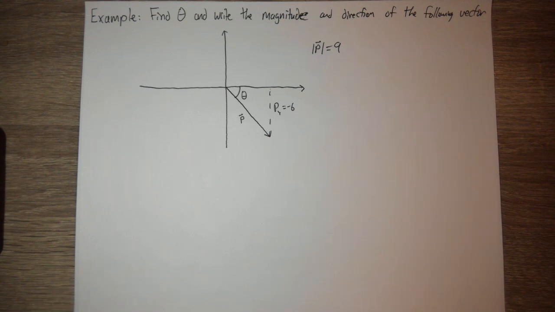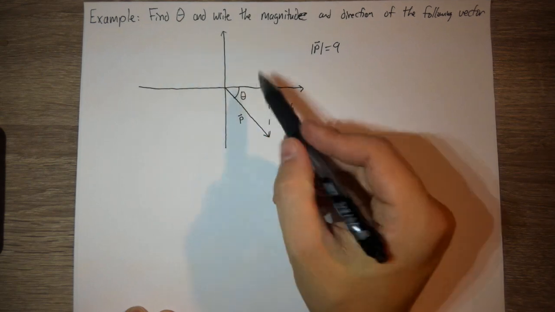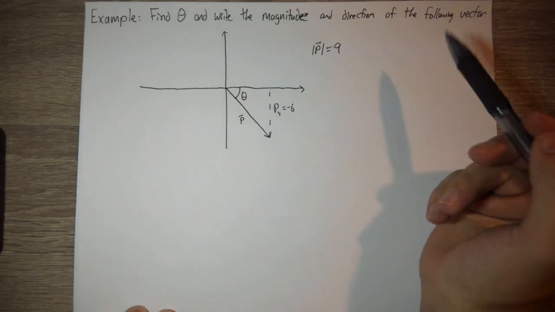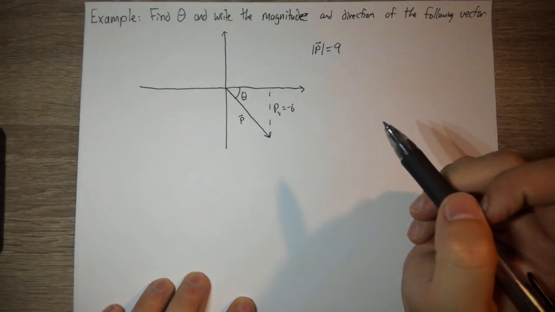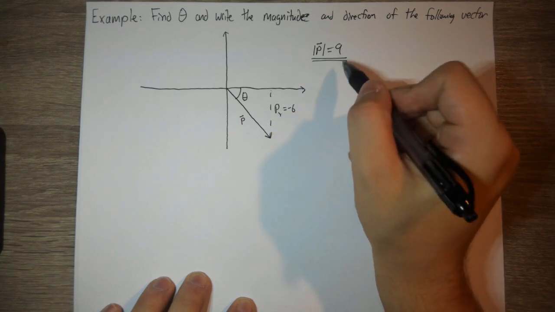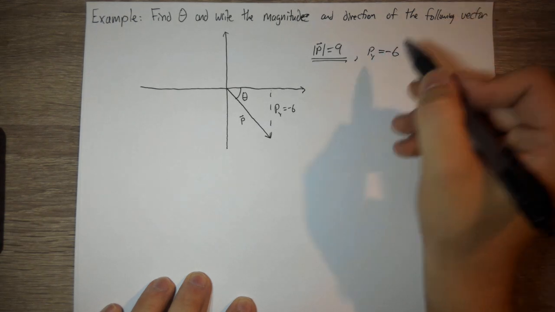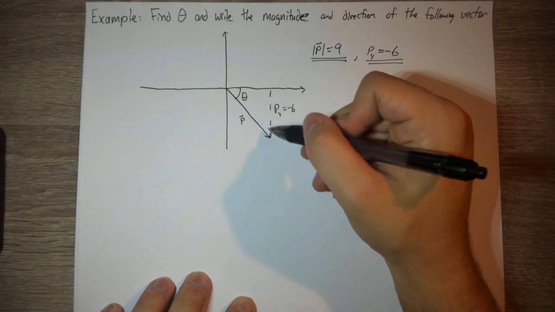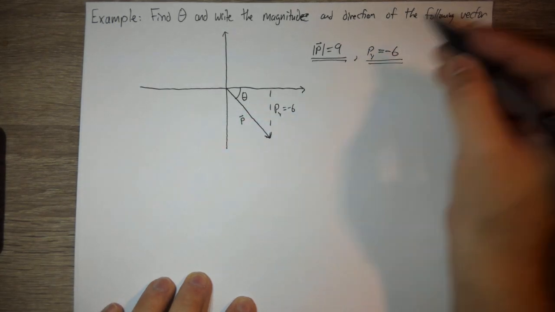Got a problem here where we're given a vector p and we're looking to solve for the angle, this one here. And we also are asked to write out the magnitude and the direction of the vector. So let's go ahead and do that. First of all, looking at what we're given, we know what the magnitude is. We also know what the y component is, -6, where the negative just comes from the fact that the vector points in the negative y direction. And we're asked to find the angle.